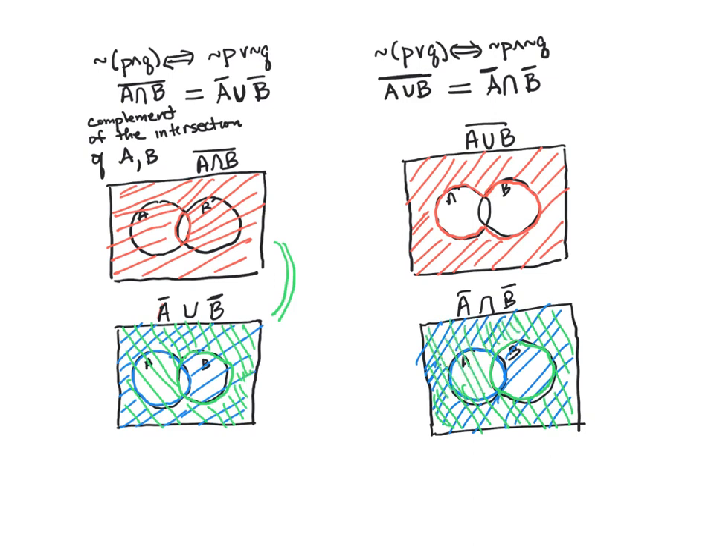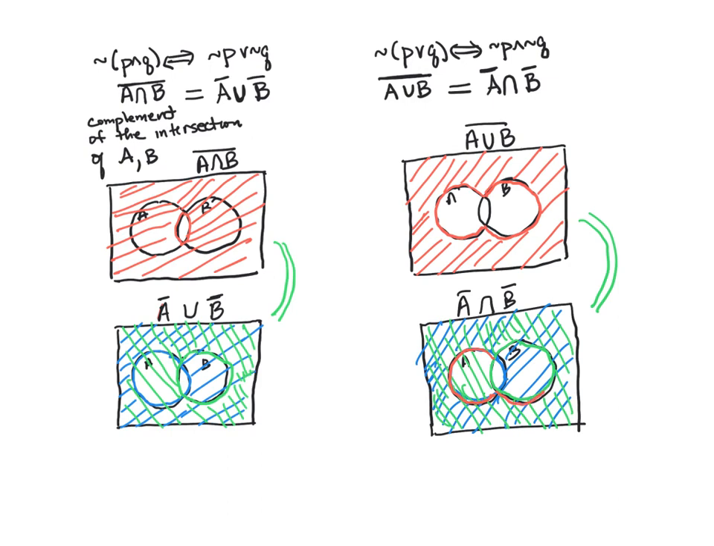And now we have to find the overlap because we have an intersection. And we see that the overlap occurs outside that figure 8 again, where the blue and the green overlap. If you look carefully, the blue and the green overlap outside that figure 8. So that would prove this piece of DeMorgan's laws, the negation of a disjunction.